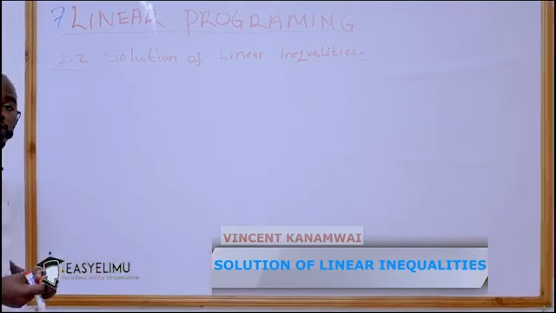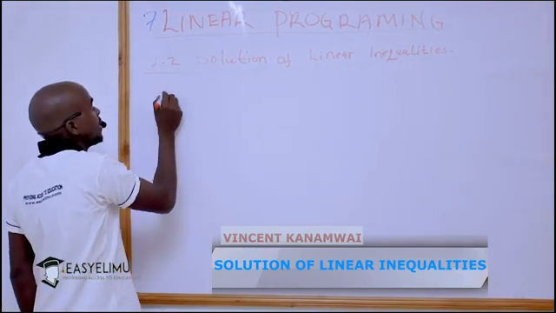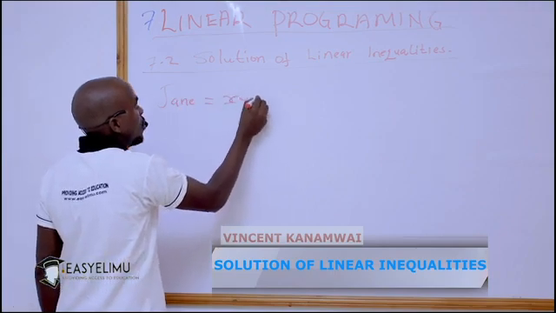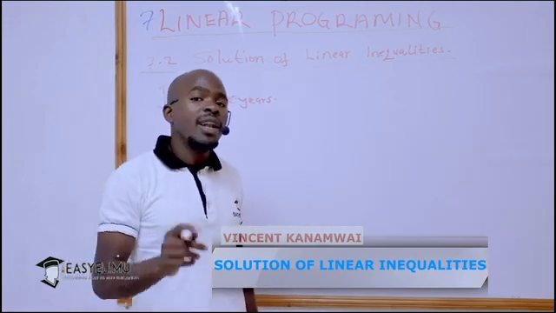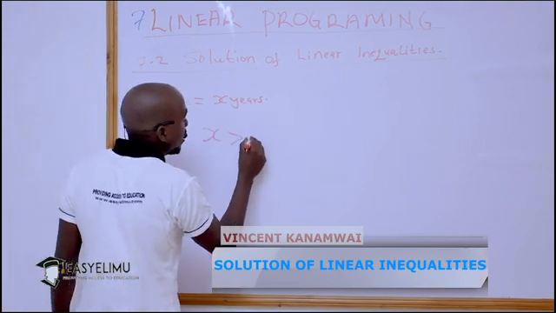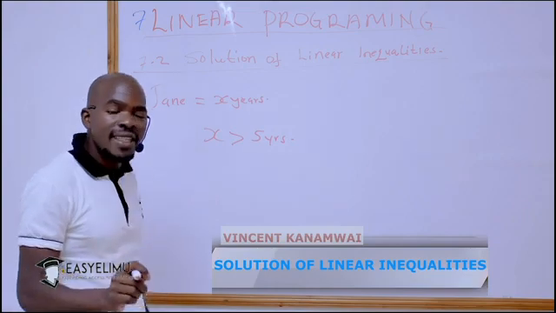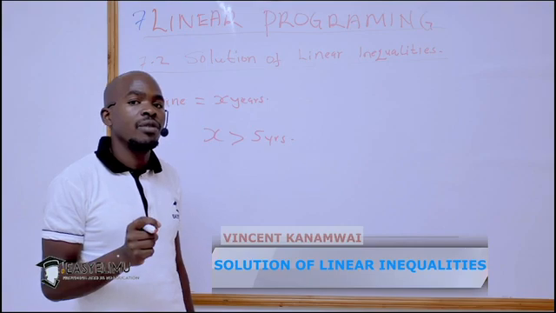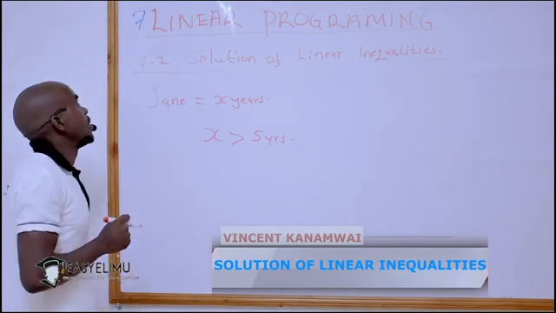What we should first do here is, we have been told that Jane is X years old, but she is not less than 5 years old. So meaning X is greater than or equal to 5. She is not less than 5. What does it mean? She is 5 years old or more.